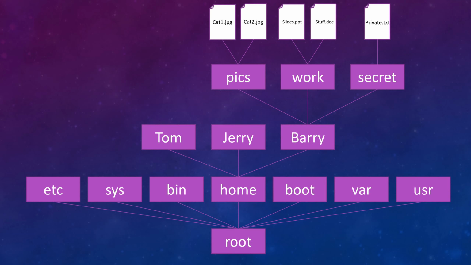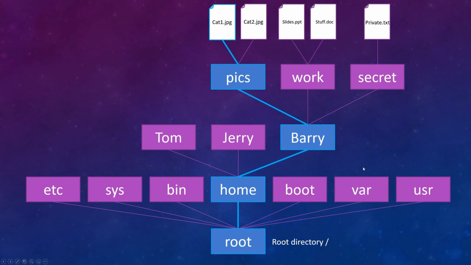Essentially what we're looking at here is this concept that every single file and every single directory or folder inside a Linux computer sits ultimately inside a single folder called the root directory. So by way of example, this image up here, cat1.jpg, is a file which sits inside the directory pics, which sits inside Barry, sits inside home, and then sits inside root. Similarly, this one up here, private.txt, sits inside secret, inside Barry, inside home, inside root. Everything ultimately leads back to root.